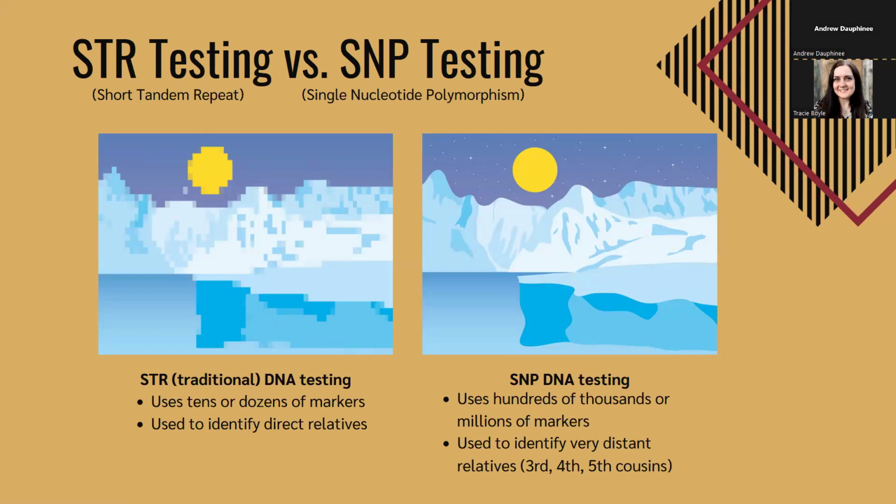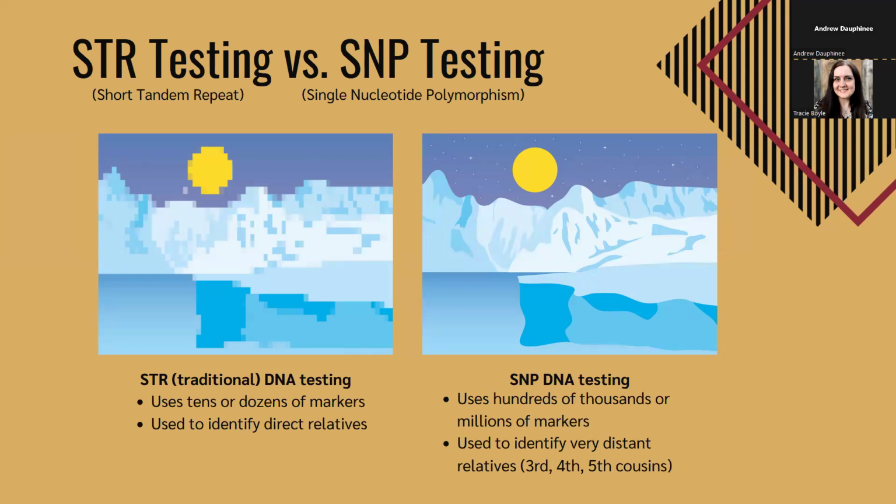To simplify the contrast between these testing methods, let's take a look at these 2 images. One pixelated on the left and another sharper on the right. The left image displays basic elements like a yellow moon, white mountains, and blue water, while the right image offers finer details, such as highlighted mountains, protruding ice in the water, stars in the sky, and a very round moon. This analogy illustrates the distinction between STR and SNP testing. STR testing focuses on tens or dozens of genetic markers, making it suitable for identifying close relationships like self, parent-child, or siblings. It's more fuzzy, and it doesn't have as many characteristics.